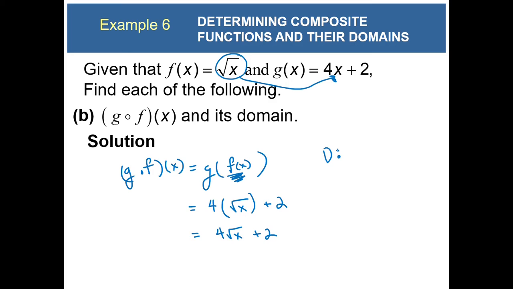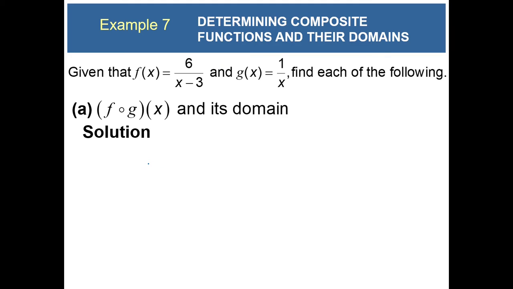Now if you look at the expression, it's defined everywhere except when the radical becomes negative. So we're going to make sure the radicand here is not negative. So we're going to set x being greater than or equal to 0. And this implies our domain is from 0 to infinity.